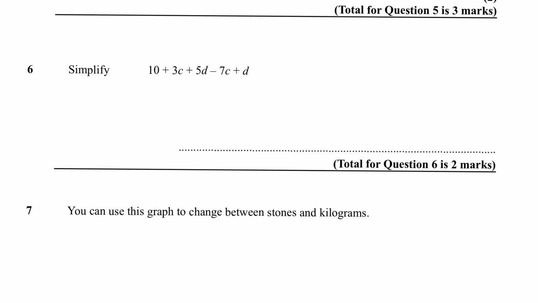Okay, having a look at question 6. I don't remember what year this came up with, but this is definitely from a past paper that is full online. In regards to simplifying, remember collecting like terms. There's no other number, so it's just going to be 10 on its own. There's the 3c minus 7c, which would give you minus 4c. Then you've got 5d plus d, which would be plus 6d.